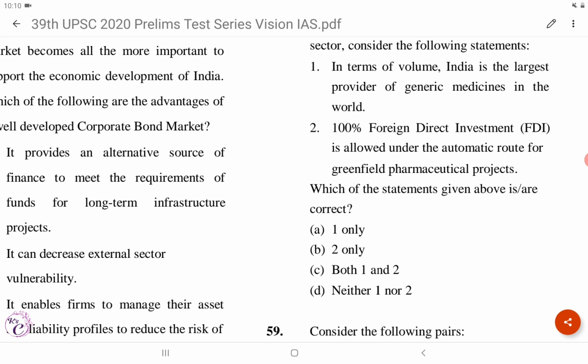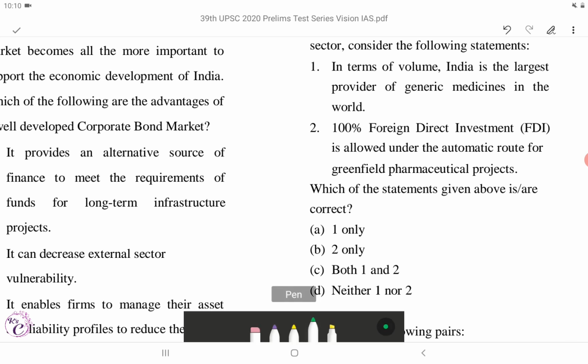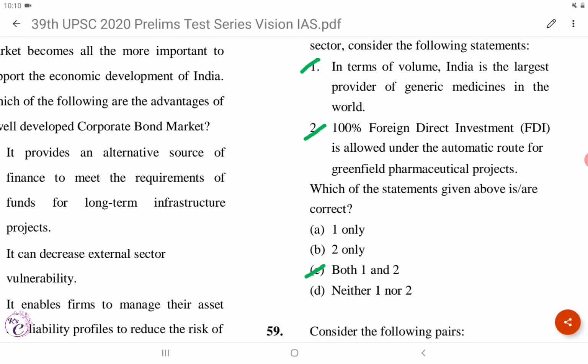So the correct answer is C, that is both 1 and 2. So both the statements are correct. The Department of Pharmaceuticals (DOP) has recently notified the Production Linked Incentive, that is PLI scheme, to encourage domestic production of 41 active pharmaceutical ingredients, that is APIs, key starting materials, KSMs, and drug intermediaries, that is DIs.